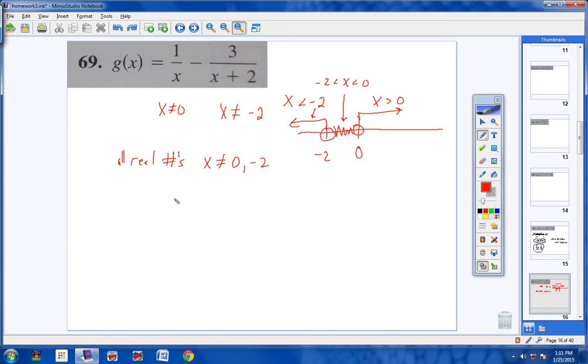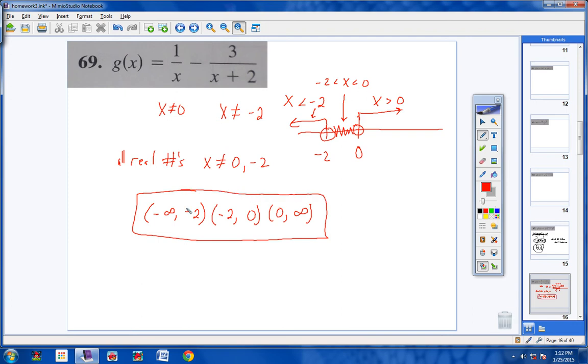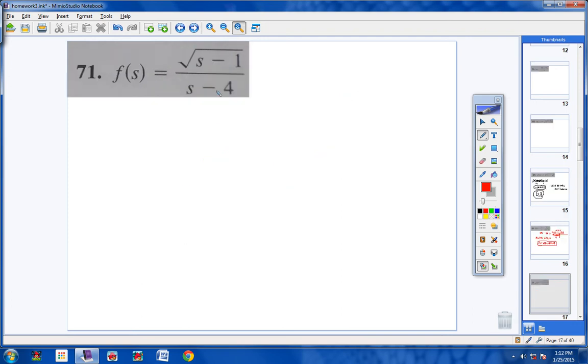Now students, for interval notation, watch carefully please. The domain starts over here going indefinitely to the left, so negative infinity, and it goes all the way to negative 2, and be sure to put parentheses. Then it picks up again at negative 2, non-inclusive, and it goes to 0. Then it picks up again after the 0, so 0 on to infinity, and there we go. Okay, not too difficult. Alright, number 71.